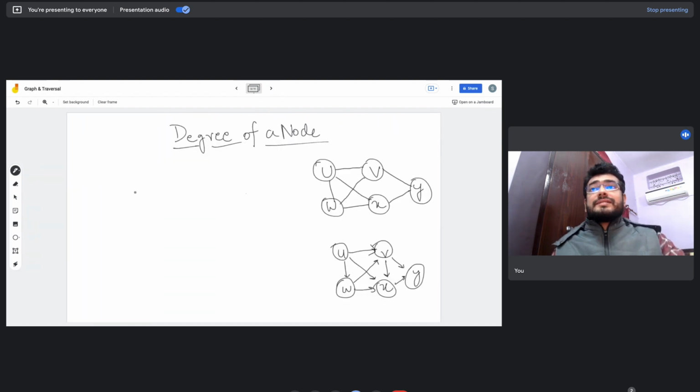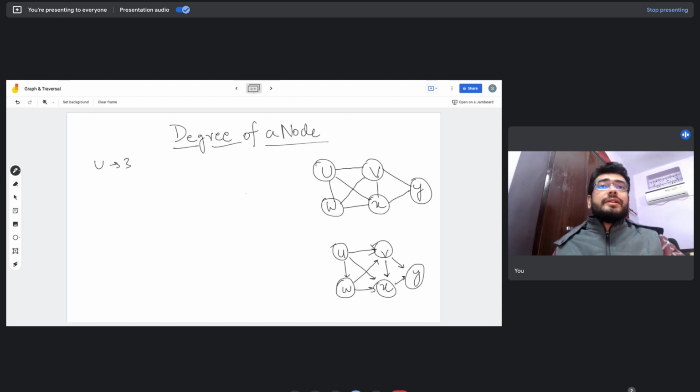Now let's try to understand another concept related to graphs, which is the degree of a node. The degree of a node is basically the number of nodes that it is directly connected to. So if you see the case of an undirected graph like this one, the node u is connected to three nodes, v, x and w. So you can say that the degree of u is basically 3.